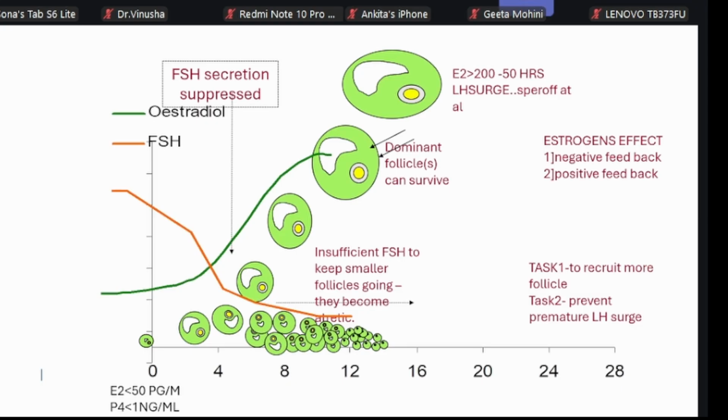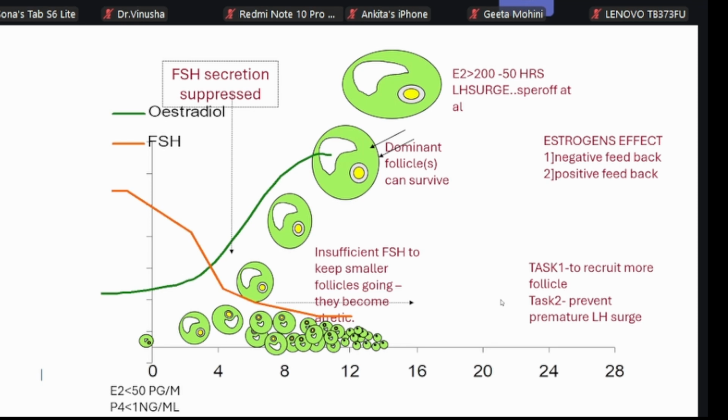Normally on day 2, the baseline estrogen will be less than 50 picograms per ml. But whenever a follicle starts growing, each follicle will secrete around 200 picograms per ml of estrogen at the time of ovulation. So whenever multiple follicles are growing, the estradiol levels will be supraphysiological. Whenever E2 is greater than 200 picograms per ml and sustained for 50 hours, it will exert a positive feedback on LH, so that the LH surge happens.